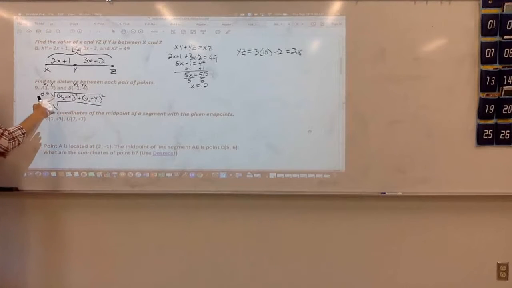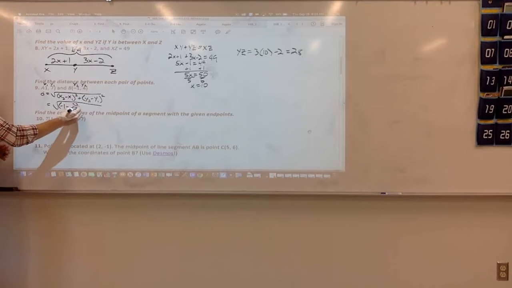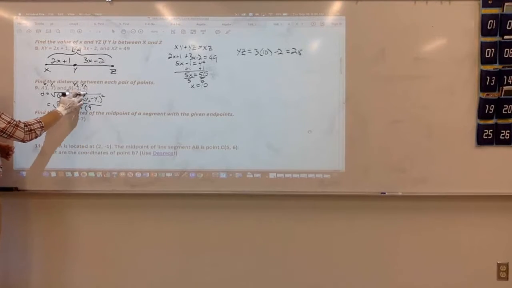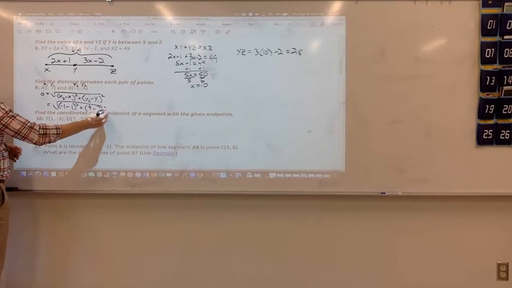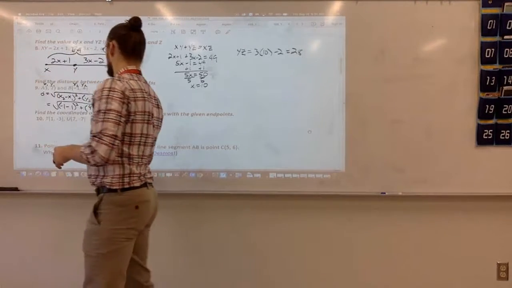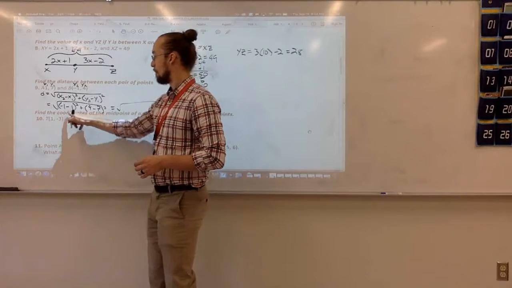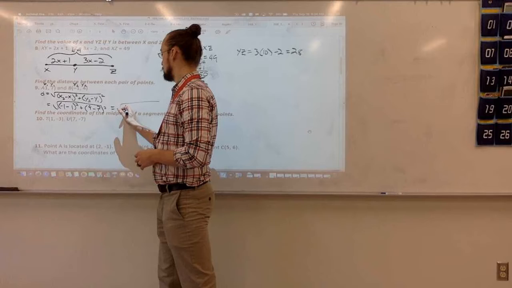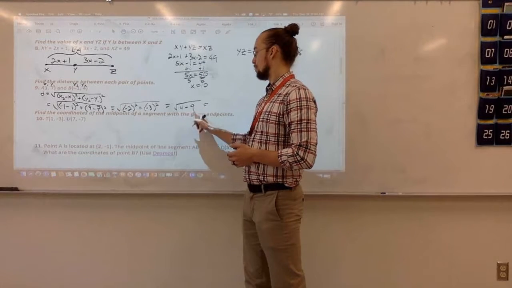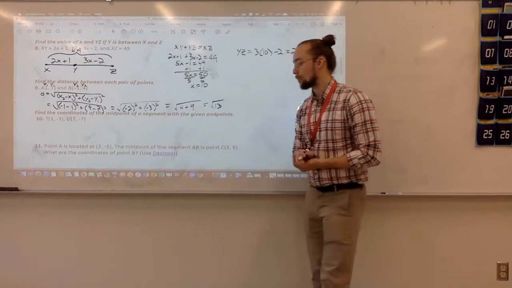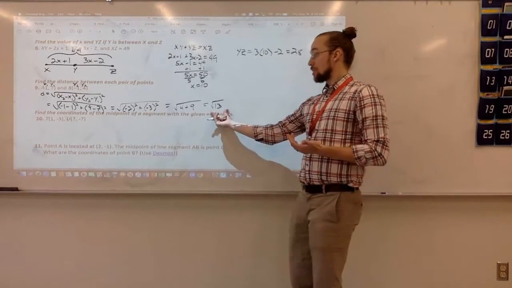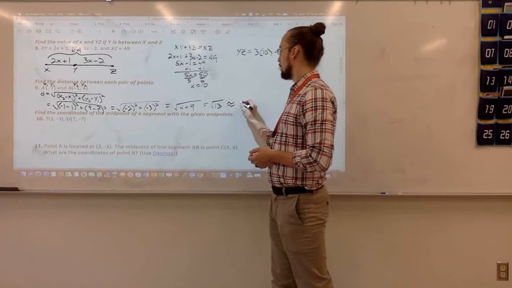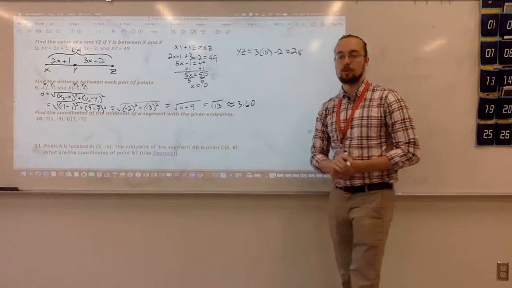So this will become x2 is negative 1 minus 1 squared plus y2 is 4 minus y1 of 7 squared. So negative 1 minus 1 is negative 2. It becomes positive. So negative 2 squared is positive 4. Negative 3 squared is positive 9. So we end up with the square root of 13 for our answer. We could just leave it as the square root of 13, but if we put that in the calculator, I think it comes out to about 3.60.